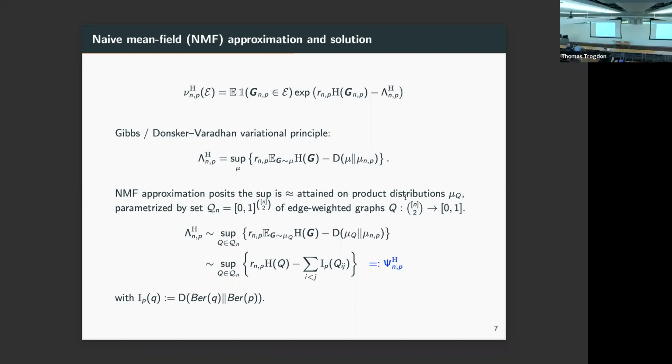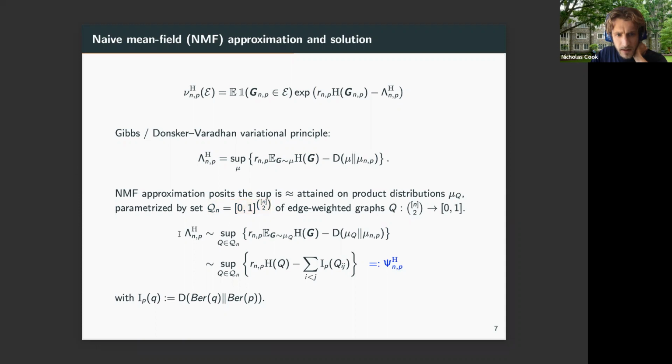For product distributions on the set of graphs, you can parameterize these. These are inhomogeneous Erdős-Rényi graphs. Edges are still appearing independently, but each one may have a different probability of appearing. And so we can summarize those by entries of a matrix Q, where Qij is the probability that edge ij appears. So we parameterize the set of these distributions by their weighted adjacency matrices, which you can identify with the solid cube.